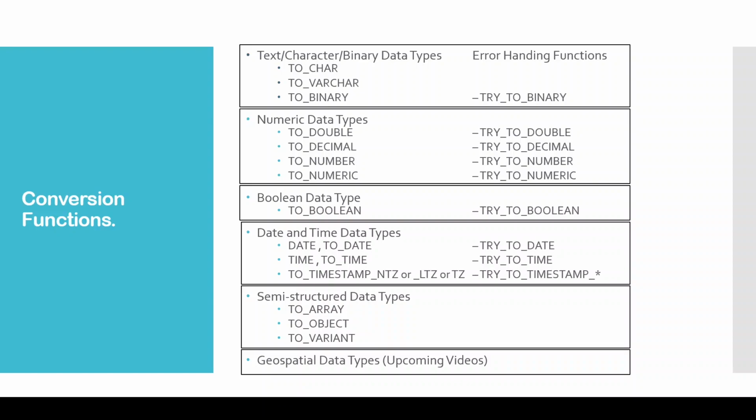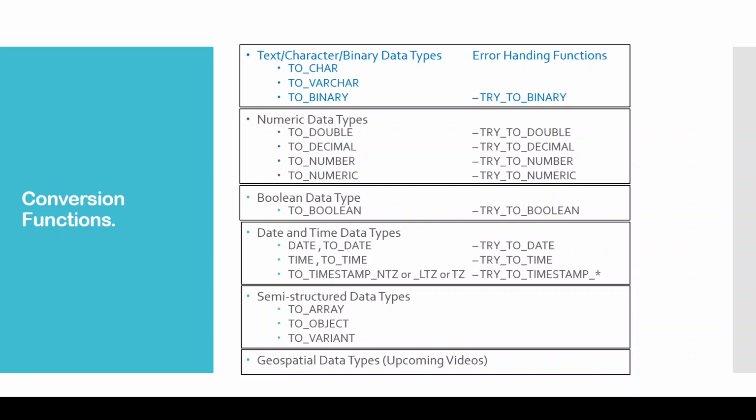Alright, let's get started. Conversion functions. It includes text, character, and binary data type functions, to convert into character or varchar or binary. There is also a special type of function, which is the error handling function. It is the same as try catch. So if our conversion fails while doing the to binary, then it will return null instead of throwing the error. We'll look at it in more detail during the demo.